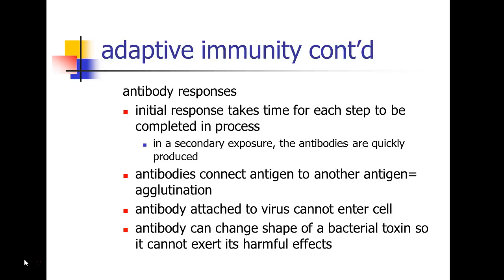So antigens can connect to an antibody, and then another antibody can connect to that, and then the other side of the antibody can connect to another antigen. So we've got this all clumped up stuff called agglutination.